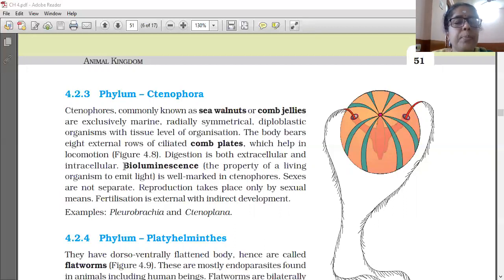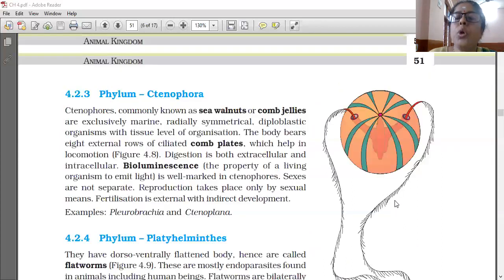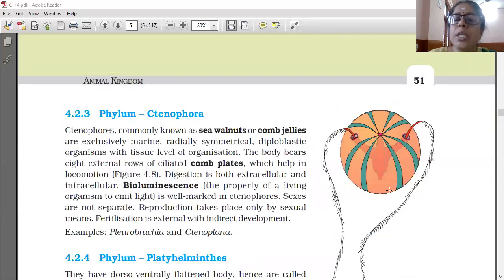Sexes are not separate. Reproduction takes place only by sexual means. Fertilization is external with indirect development. Examples: Pleurobrachia and Ctenoplana. The diagram shown here is of Pleurobrachia. So two organisms are there, Pleurobrachia and Ctenoplana.